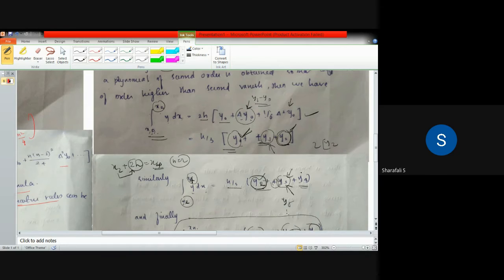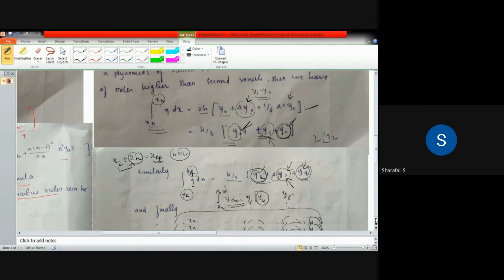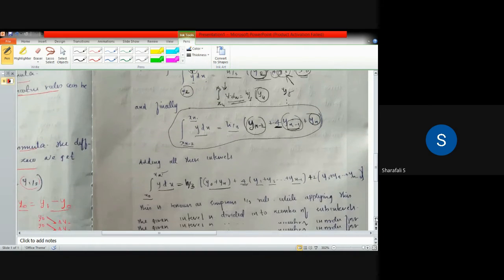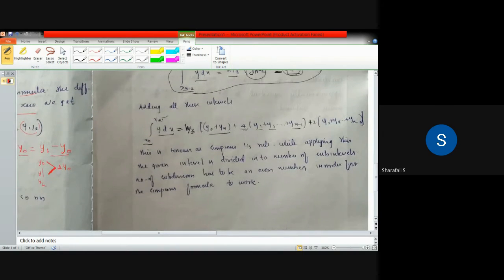Similarly, if you consider y4 here, the next integration after this one will be from x4 to x6, right? So in that case, for y dx, you will be getting h by 3 times, and instead of y2, you will be getting y4. So you'll be getting y4 in this integration as well as in this equation. So you'll get 2 times y4. So 2 times y2, 2 times y4, 2 times y6, 2 times y8.